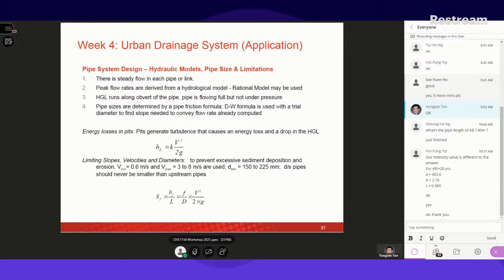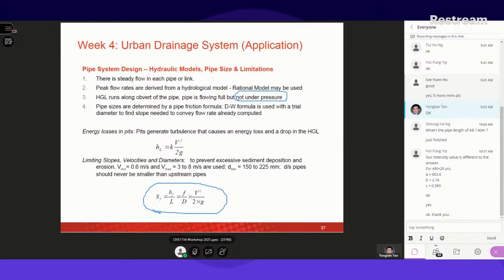They're different. If it's under pressure, I will show you in the next slides, the HGL will be different. And also the pipe size is determined by the DW formula. What is the DW formula? The Darcy-Weisbach formula. Okay, Darcy-Weisbach formula. So mine is this one.